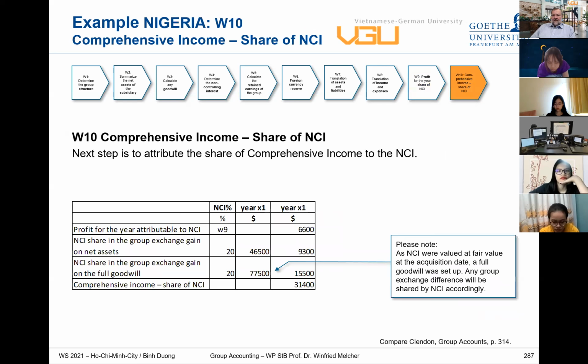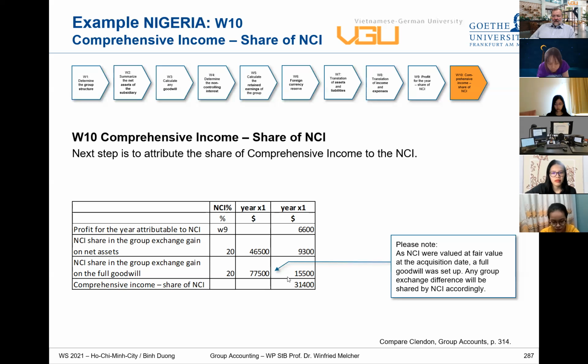The next one is comprehensive income, share of NCI. So we will look at the profit for the year that is on NCI, which is on the W9 working. We just saw that figure, 6,600. Well, then plus the share that the group exchange gain on asset was related to the NCIs. We saw that number already, and that is 9,300.